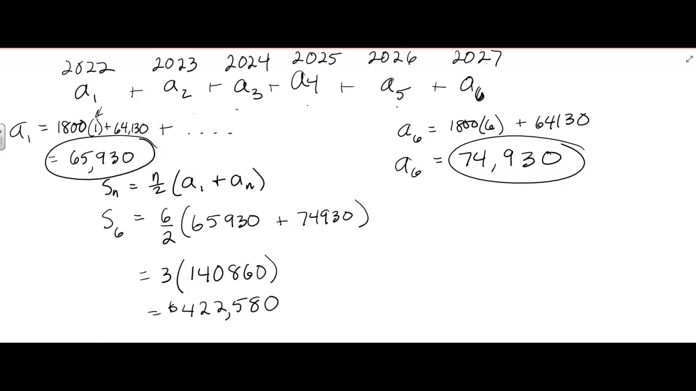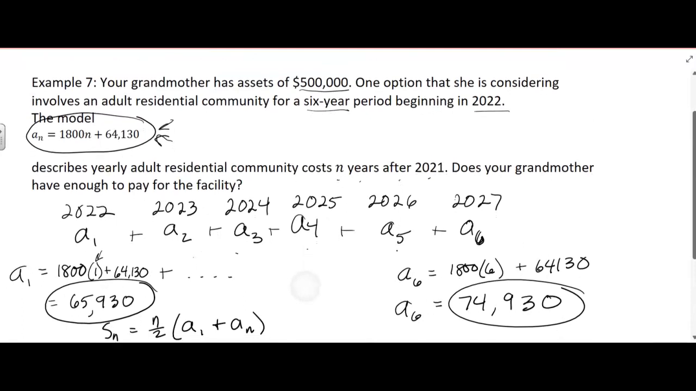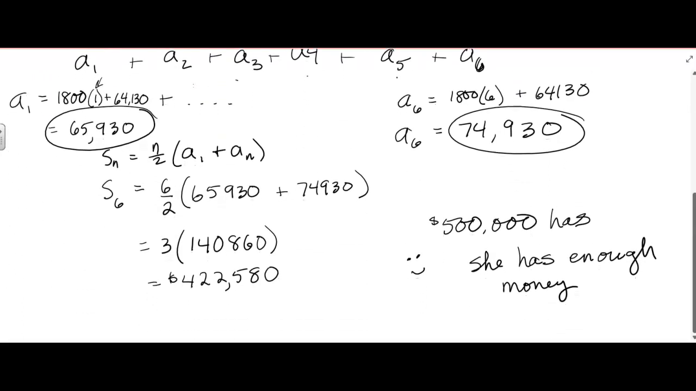So the total cost for 6 years is going to be $422,580. But grandma has 500,000, right? That's what she has. So yay, she has enough money. I think we just want to know if she has enough money to do this, and she has enough money. In fact, she has some left over. She could take her grandkids to Europe or something. You might suggest that to grandma. So that's what we get. Let me check and make sure we answered the question. Does your grandmother have enough money to pay for the facility? Yeah, for the first 6 years, she has enough money.